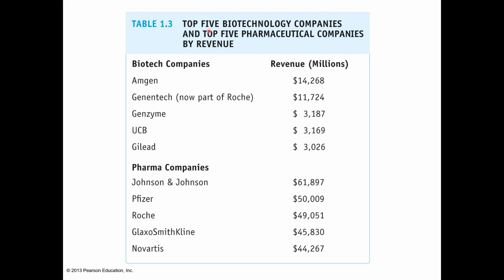Table 1.3, top 5 biotechnology companies and top 5 pharmaceutical companies by revenue. Biotech companies, so the revenue in millions. Amgen, 14.26 million. Genentech, now part of Roche, 11.72 million. Genzyme, UCB, Gilead, 3 million.